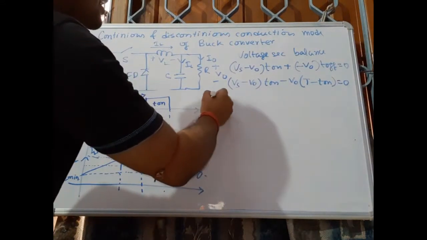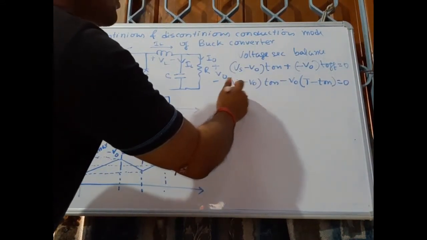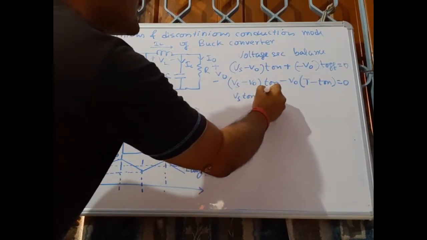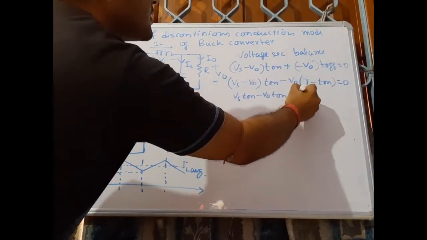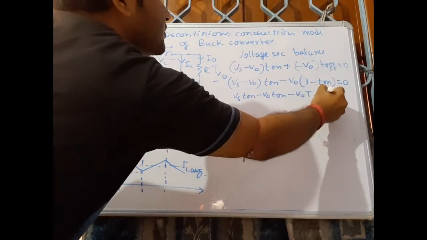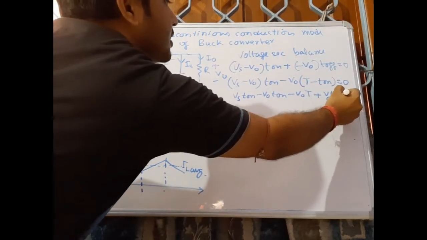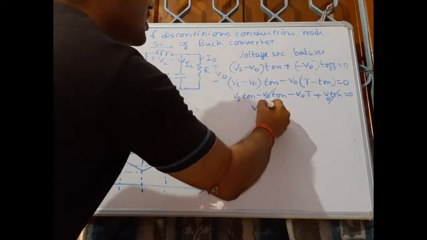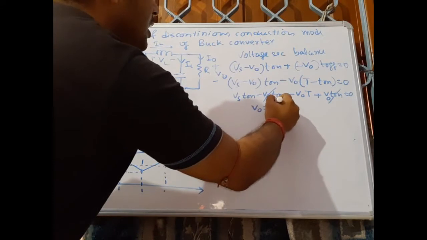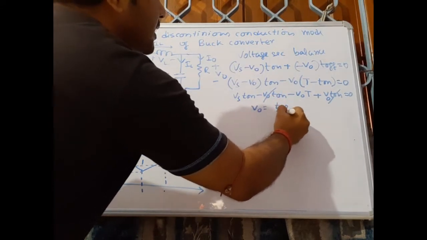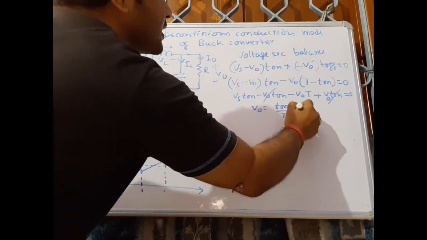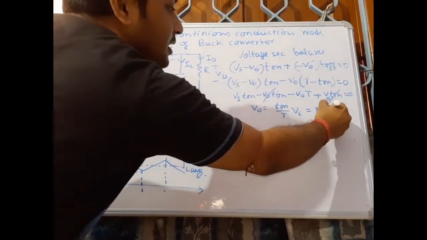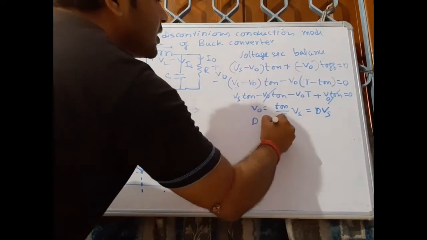And if I calculate, it will be Vs T on minus V naught T on minus V naught capital T plus V naught T on equals 0, and we can cancel this, and we have V naught equals T on divided by T into Vs, and T on by capital T you can write as D Vs. Okay, D is called the duty ratio.